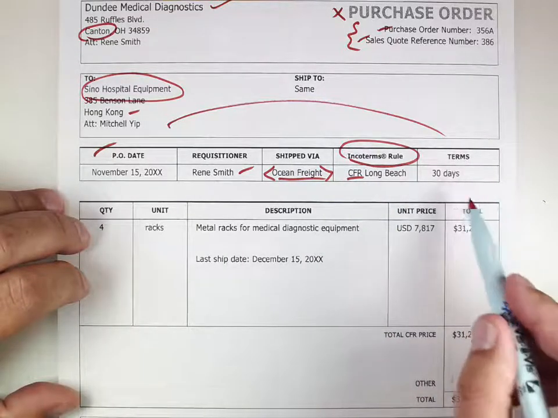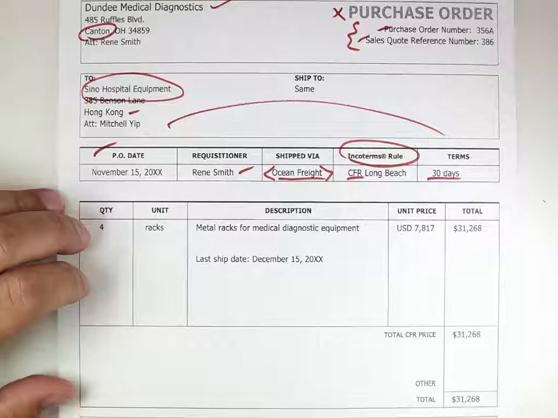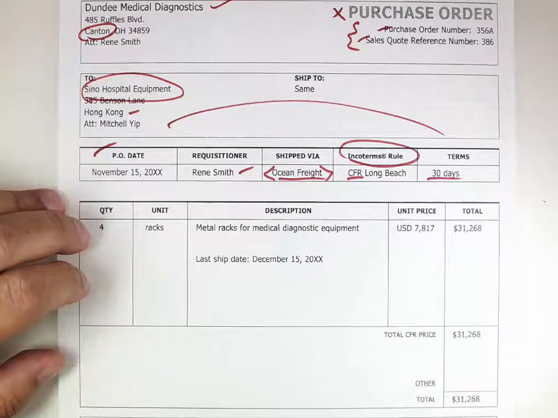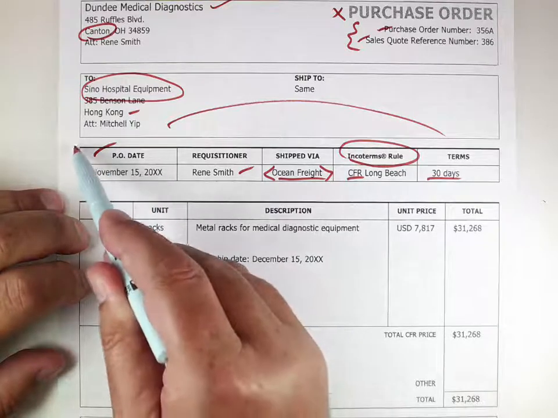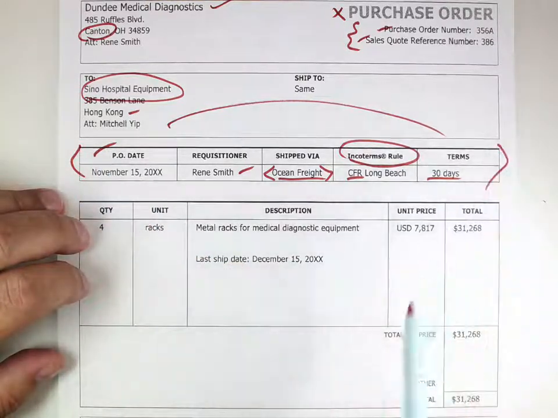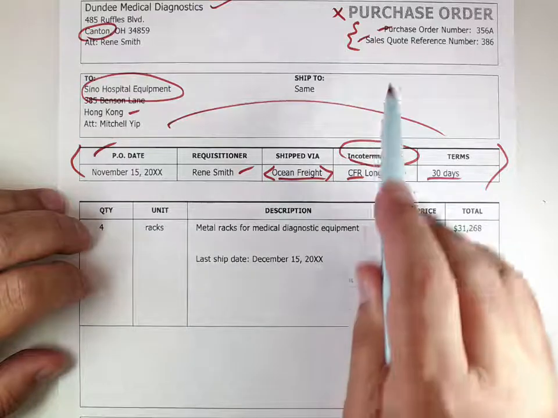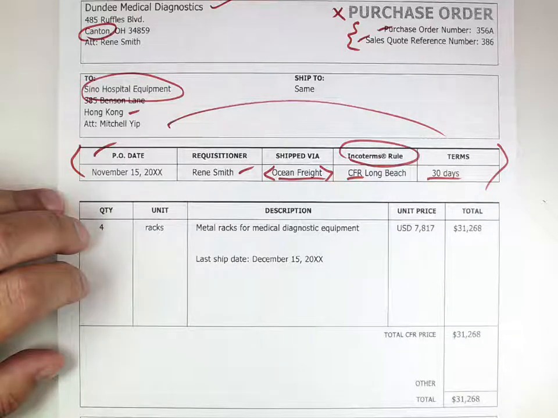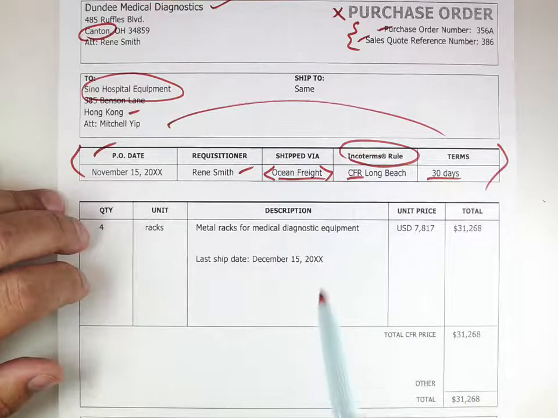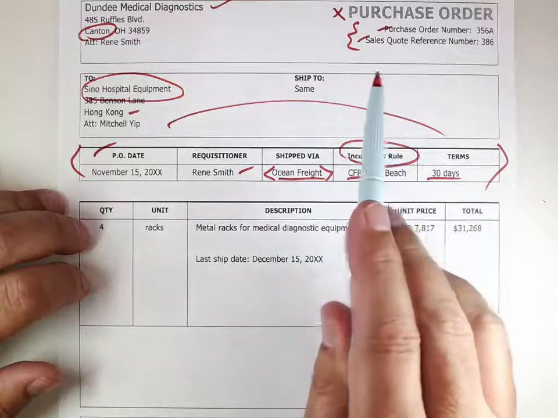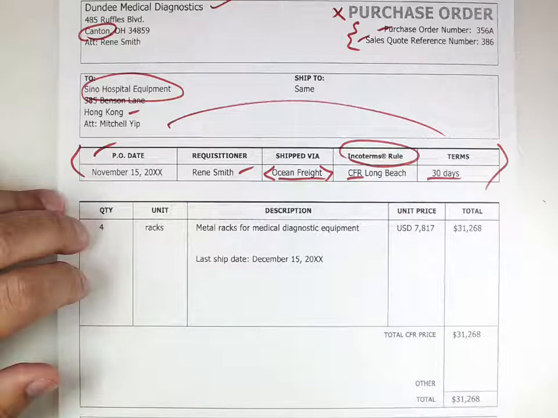Purchasing terms, another. Is it 30 days? Did we negotiate 60 days credit from Sino? Do we need a letter of credit, a sight draft? That should be there too. And all of this info, by the way, should be consistent with the original agreement or the sales quote. The seller would have tried to stipulate many of these items. Behind the scenes, prior to the PO being placed, we went back and forth and negotiated.